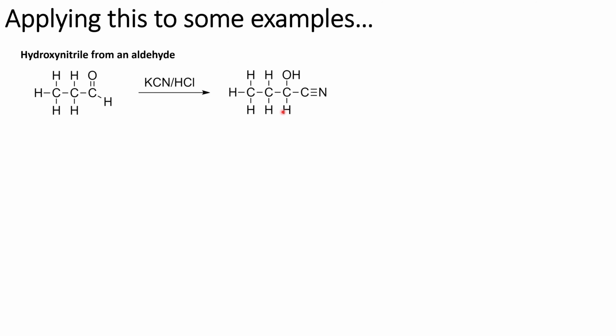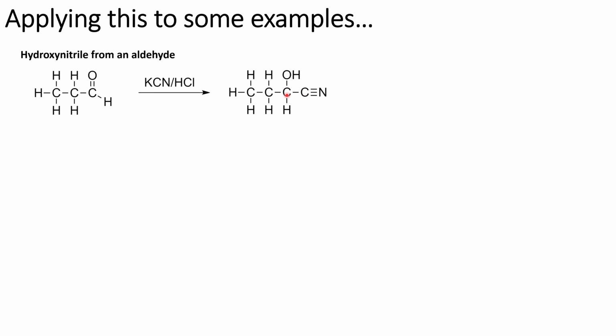Now let's have a look at the formation of some hydroxy nitriles via nucleophilic addition. We'll start with an aldehyde. Here I've got propanal and I'm reacting it with potassium cyanide and hydrochloric acid. I form this compound here. In terms of the naming, we count the nitrile carbon as carbon number 1. We count a chain of 4 from that carbon, so we're looking at butane nitrile. And the hydroxy group is on position 2. So this will be 2-hydroxy butane nitrile.